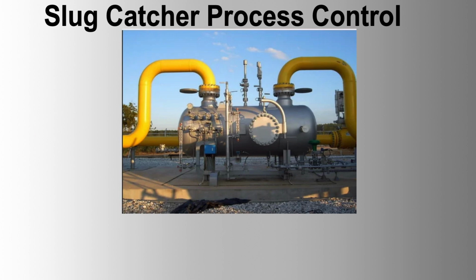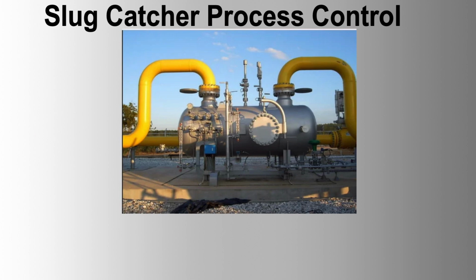Implementation steps. 1. Implement a secondary flow controller to regulate the flow rate to the liquid outlet. 2. Implement a primary level controller to regulate the liquid level in the slug catcher. 3. The output of the primary level controller adjusts the set point of the secondary flow controller. 4. The secondary flow controller adjusts the liquid outlet valve to achieve the desired flow rate.